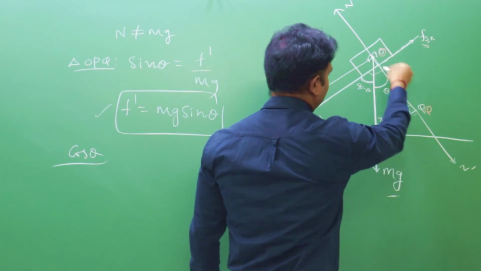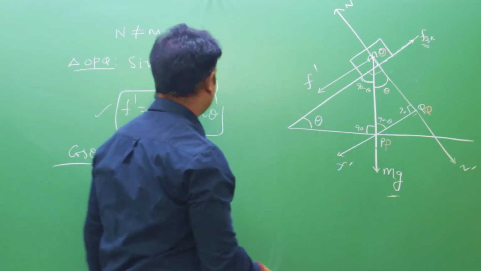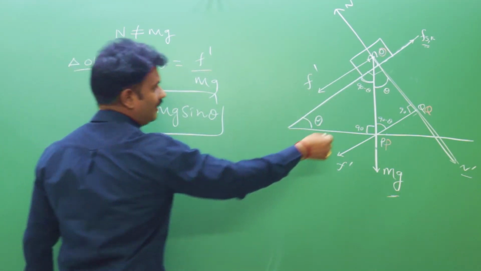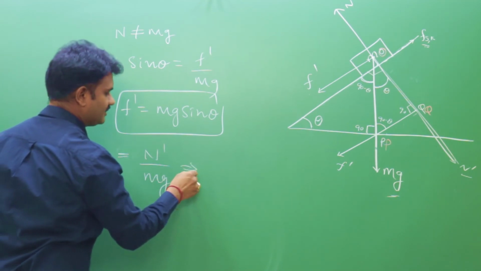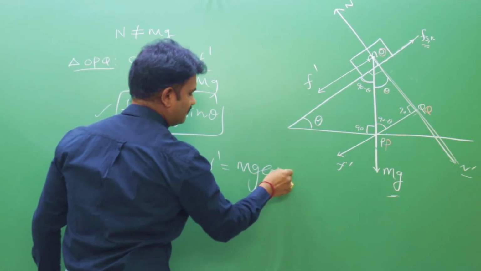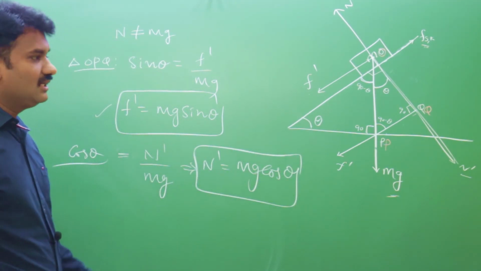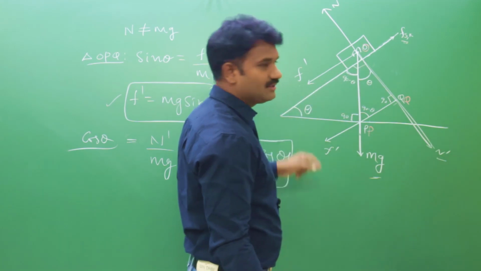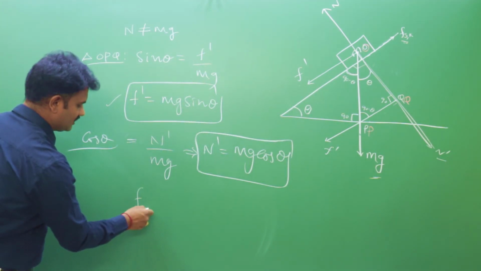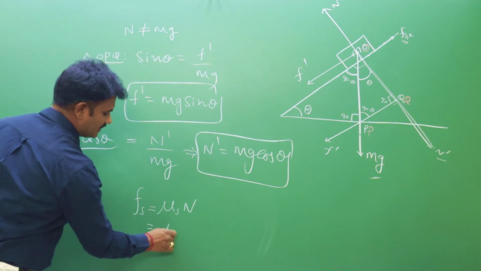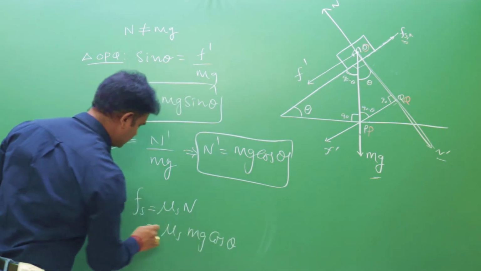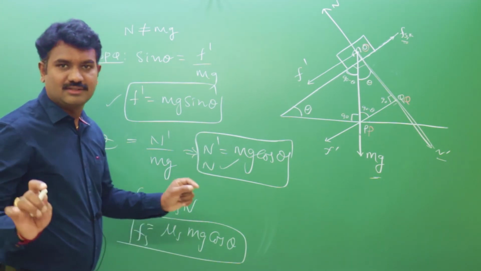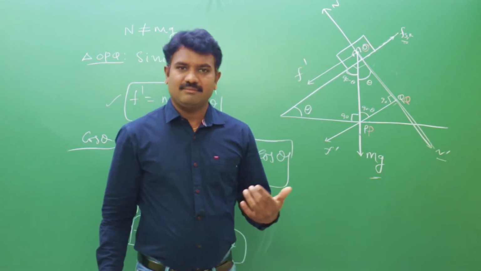If I take cos theta in this triangle, it is adjacent side by hypotenuse. Adjacent means this side, which is equal to our N dash, by hypotenuse, which is our mg. That implies N dash equals how much? mg cos theta. So this is our normal reaction in this case. So what is the friction in this case, if there is any? Fs is equal to mu s into N, that is mu s into mg cos theta. So this is our friction in this case, and this is our normal reaction in this case. N dash equals N. That's all. Fine.